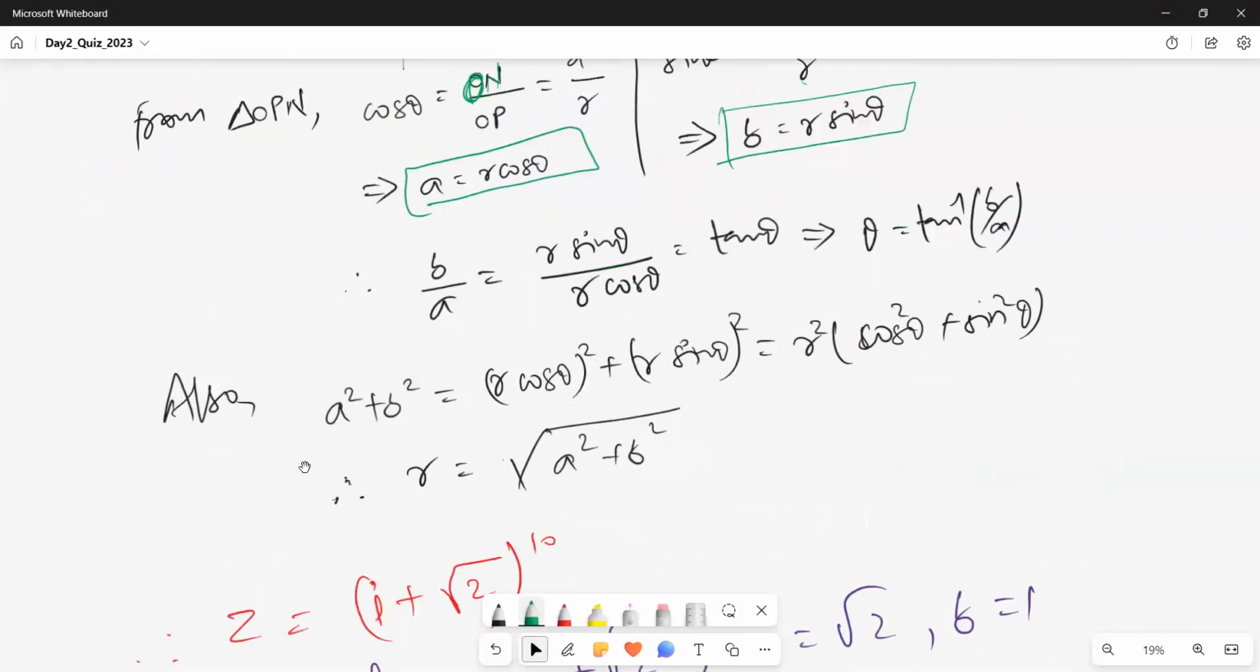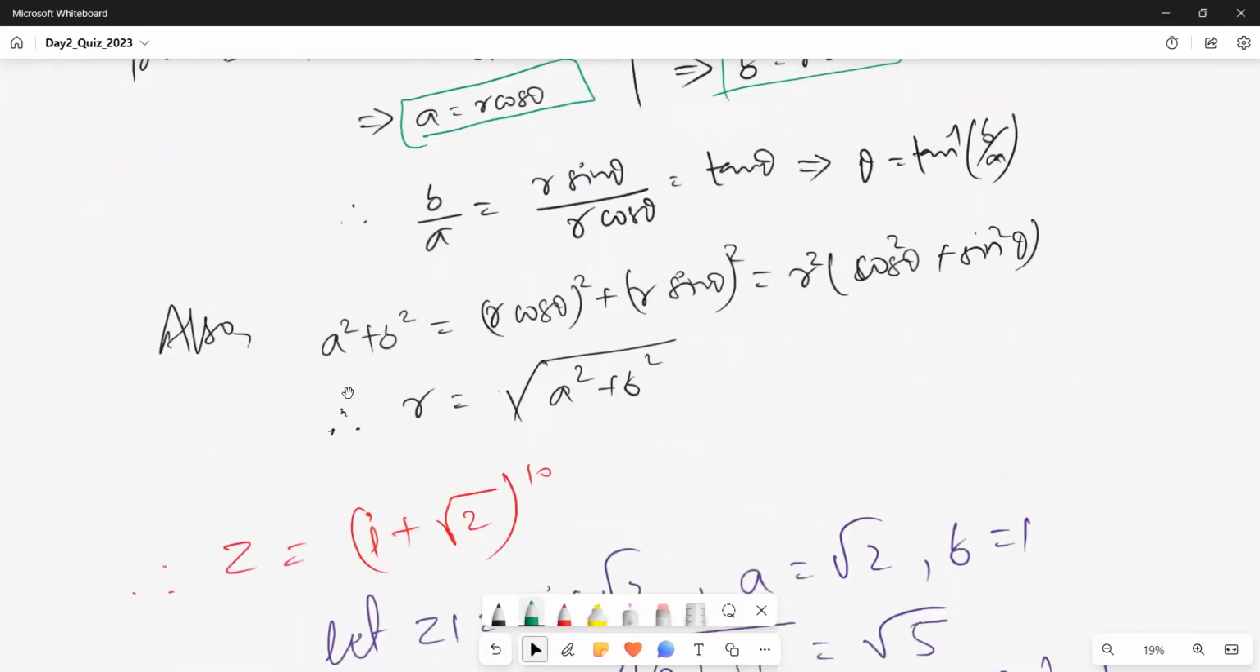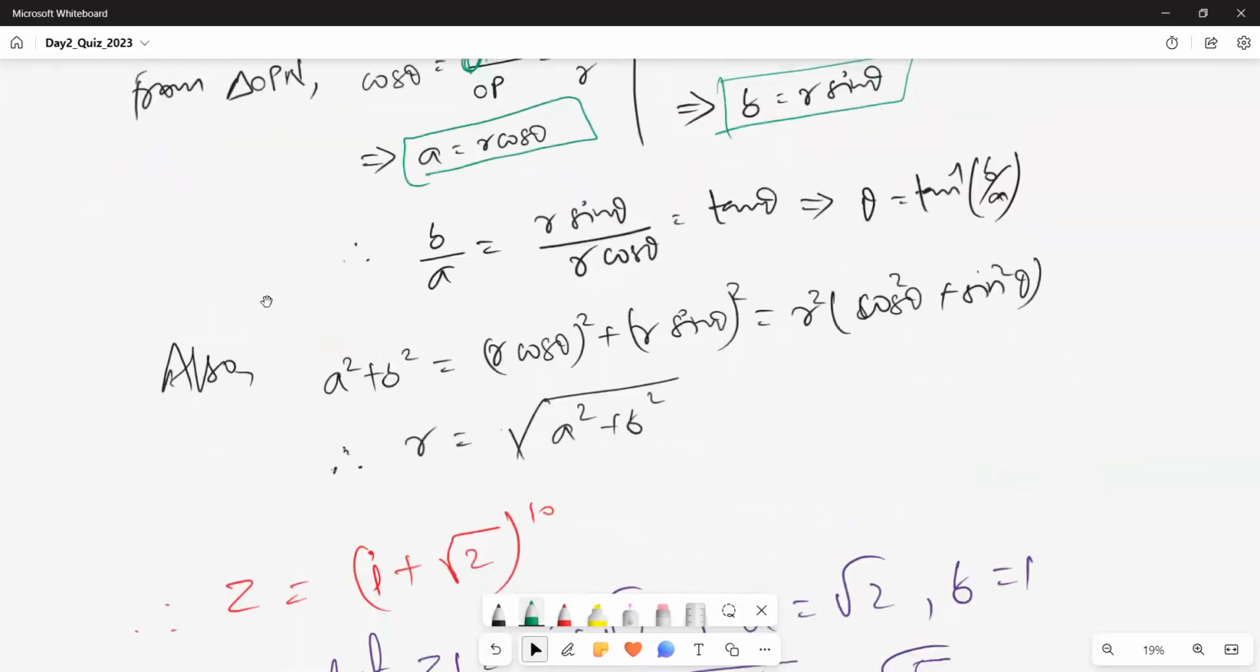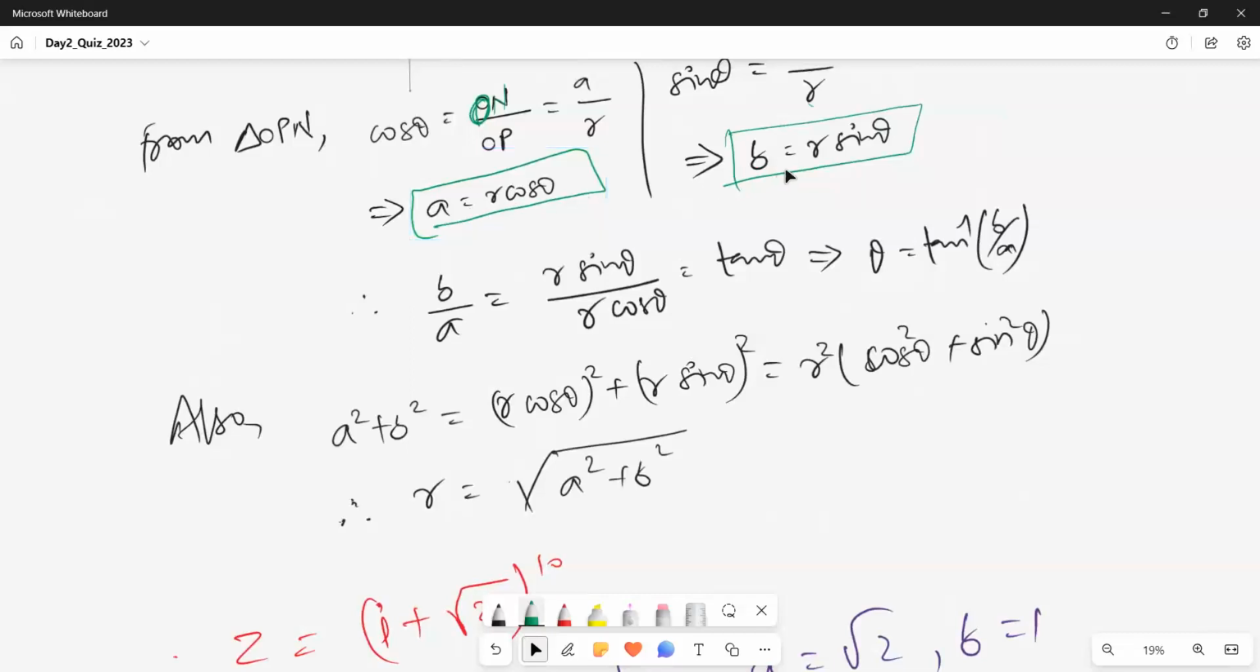So what we have to do is, we can see that the value of A is R cos theta, and the value of B is R sin theta. So when you square and then sum these both values, A square plus B square equals this thing.